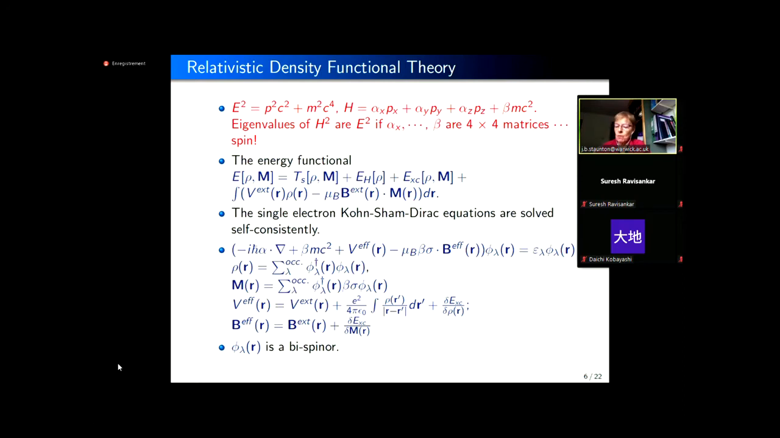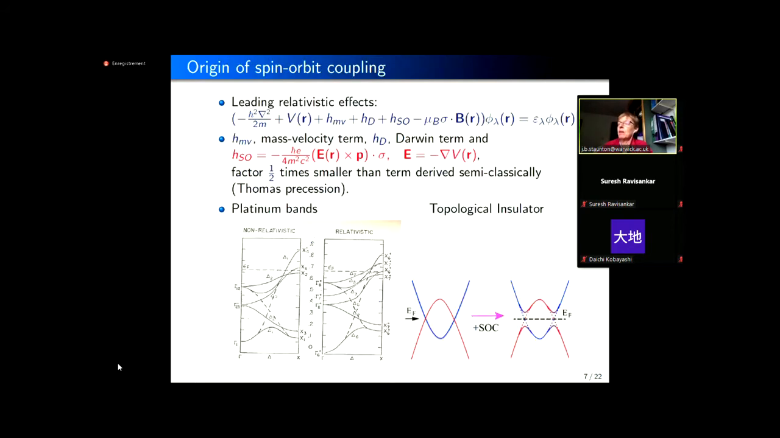So that's it formally. What we want to do for this school is to see how that part of the problem is dealt with in scattering theory, which I'll do shortly. But just to remind us where spin-orbit coupling comes from: one looks at this Dirac theory and takes the leading relativistic effects. Then out come the leading corrections: mass velocity, Darwin, spin-orbit terms, and coupling to the magnetic field.